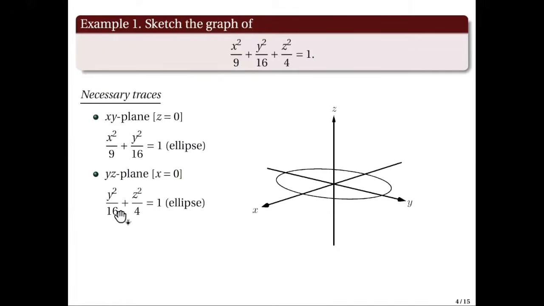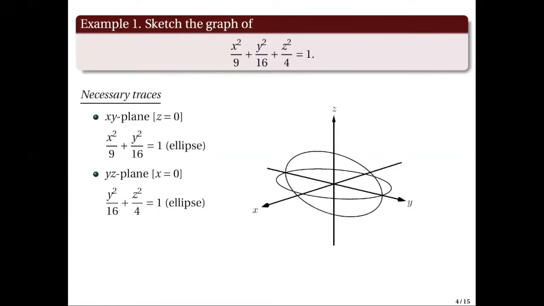We measure square root of 16, that is 4 units along y. So 4 towards the positive direction of y is here, and 4 towards the negative direction of y is here. We measure the square root of 4, that is 2 units along z. So 2 units on the positive direction of z and 2 units on the negative direction of z. So using those 4 points, we get this ellipse on the yz plane.